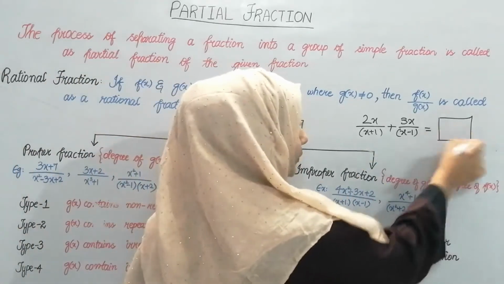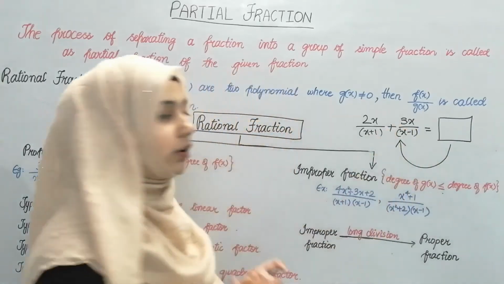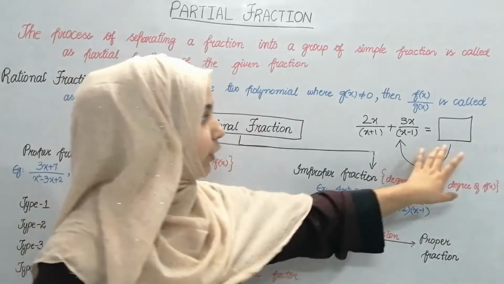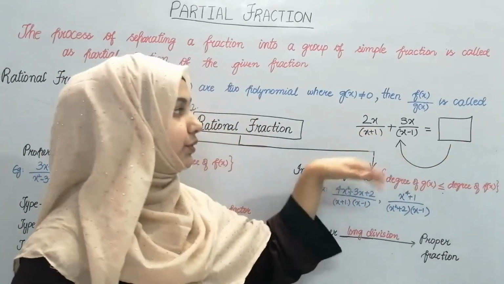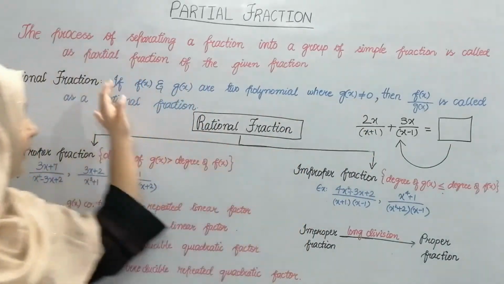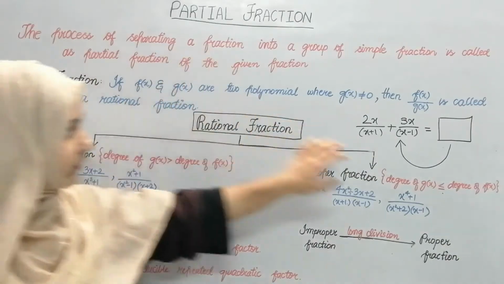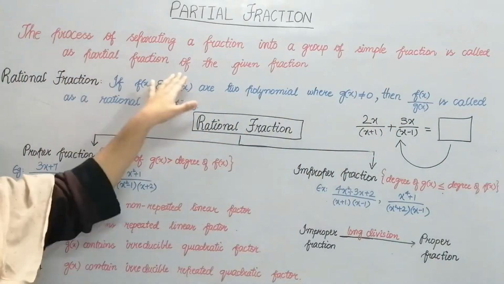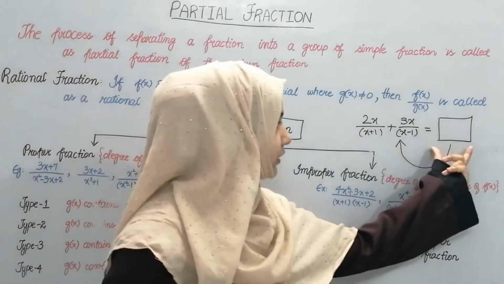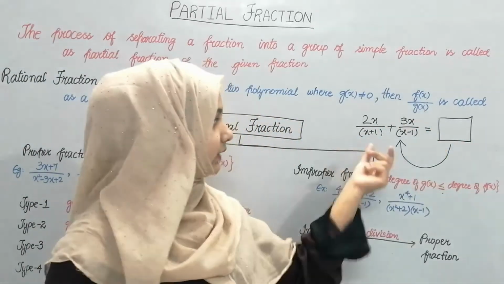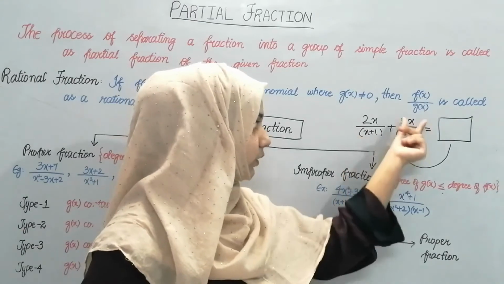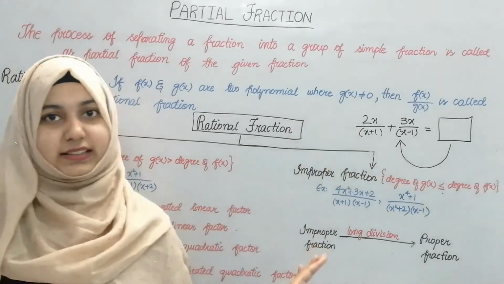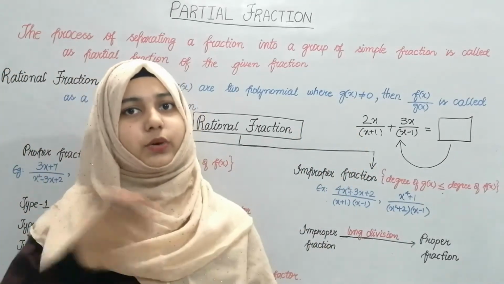Now, the opposite of this: I'll be given one fraction, and I'll decompose it into two or more, a series of fractions, separated by an addition or subtraction or multiplication, anything. So the definition: a process of separating a fraction into a group of simple fractions is called a partial fraction of the given fraction. So this fraction is being reduced into two or more different fractions. These individual fractions, this 2x by x plus 1, are nothing but my partial fractions. This is what we are going to study in this chapter. It is very simple. One fraction will be given, and we are going to decompose it.